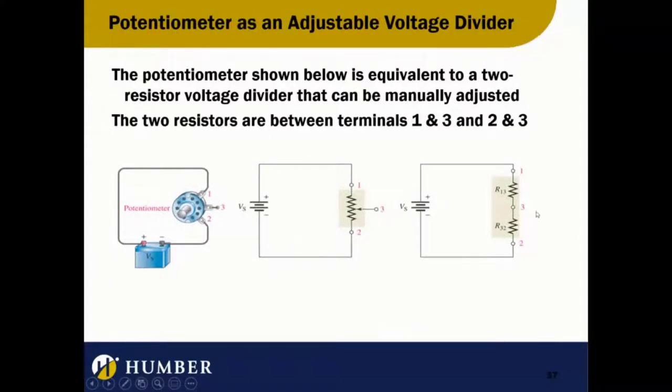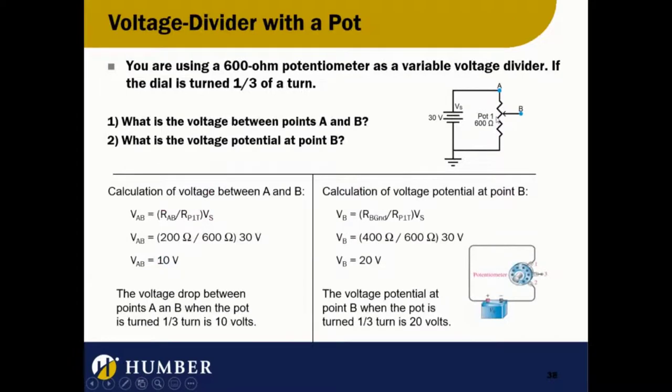And the 3 point is the one right in the middle. And from there, I can actually do some math with it. So if I had my voltage divider and I turned it, we're using a 600 ohm potentiometer. That means that the total resistance of this whole resistive strip, from 1 to 2, is 600 ohms.